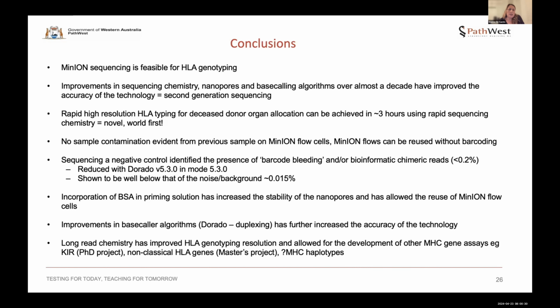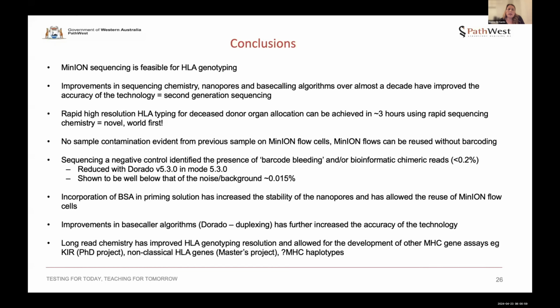And we did see a reduction in those reads with the new Dorado software. But these contaminating reads or chimeric reads are really in very low proportions compared to your real sequences. Incorporation of BSA in the primary solution has increased the stability of the nanopores and has allowed for the reuse of flow cells. And we've seen improvements in base calling algorithms, which has increased the accuracy of the technology.